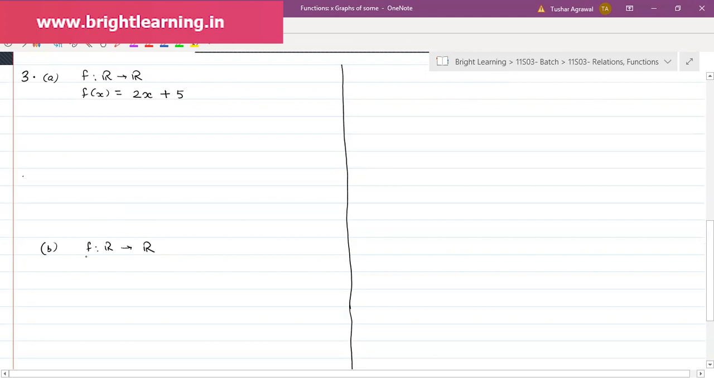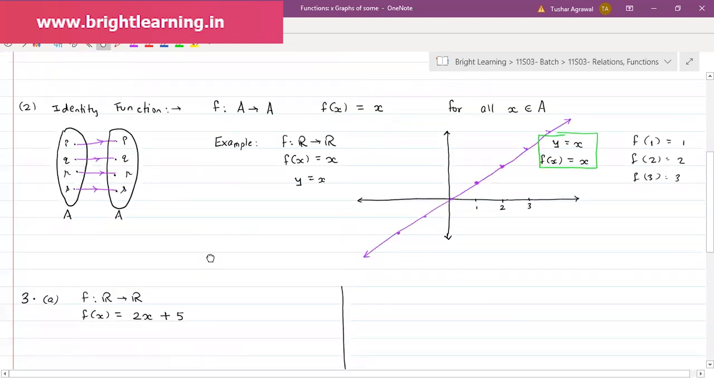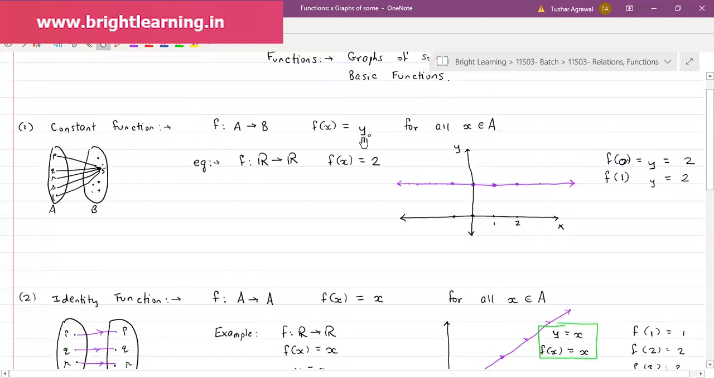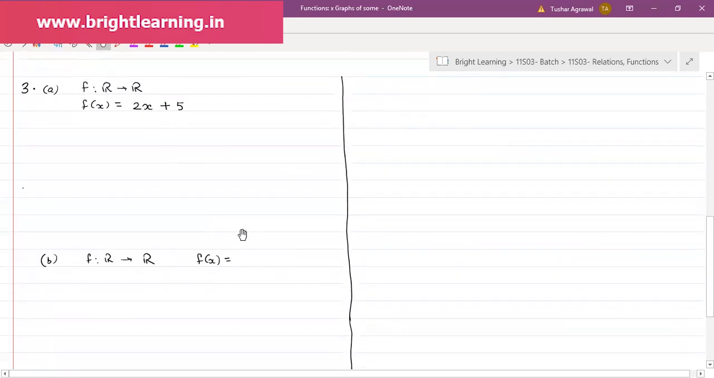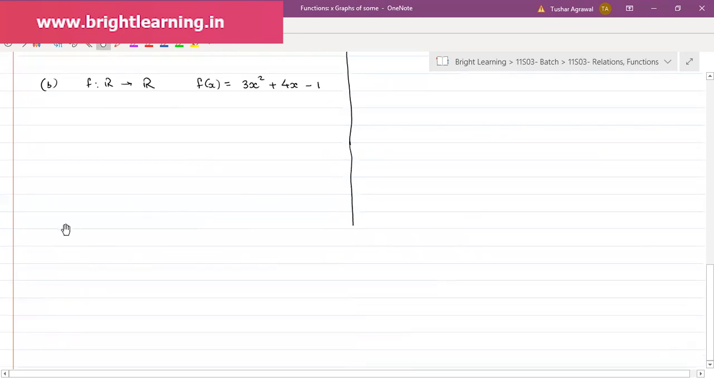Second, f of x is equal to a quadratic. This was a linear, degree 1. Degree 0 I have already given you. Degree is equal to 0, that is a constant polynomial. Okay. Degree equal to 1, the graph I will tell you. Degree is equal to 2, let's say 3x square plus 4x minus 1. Degree is equal to 3.